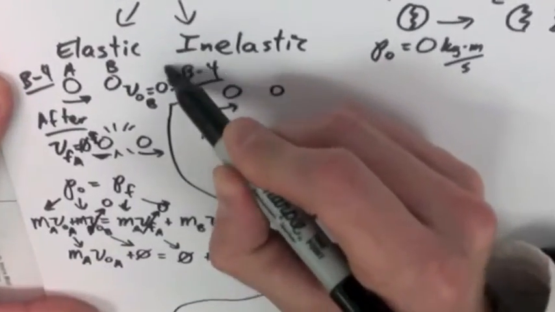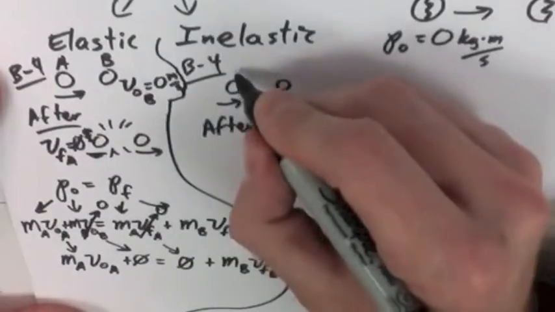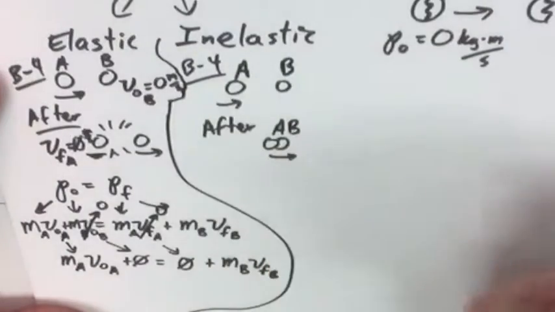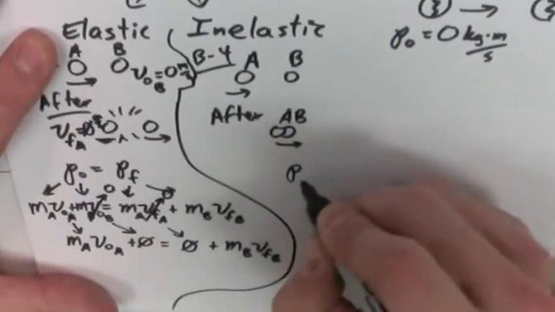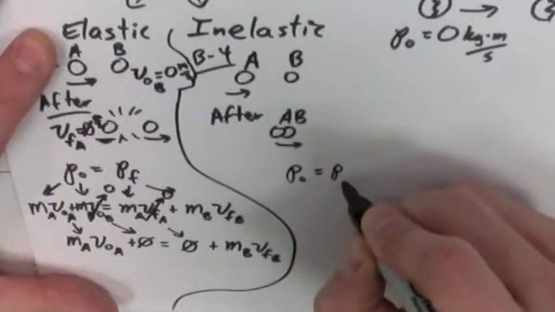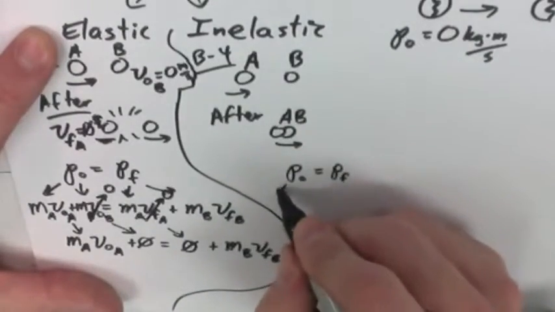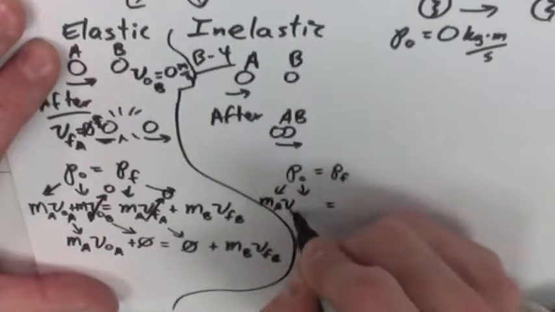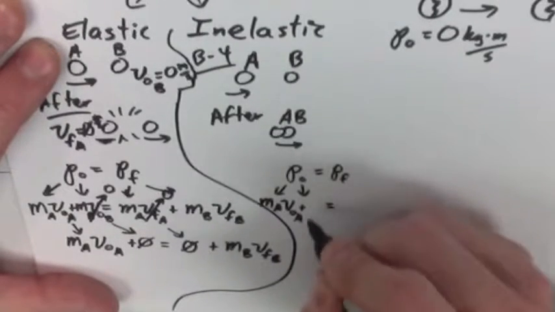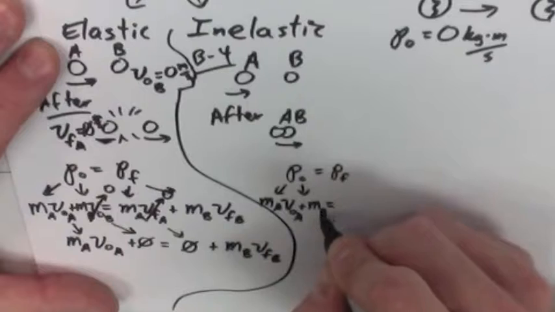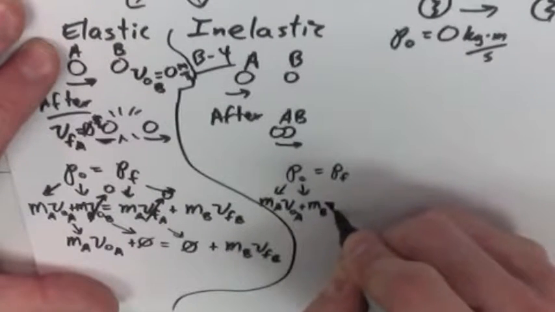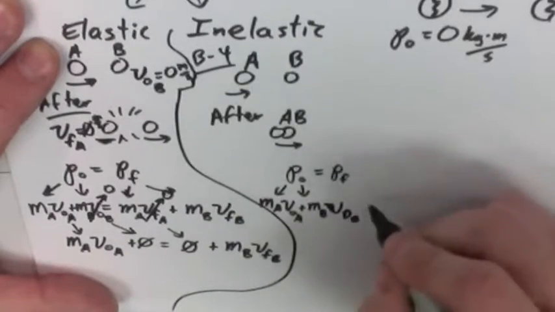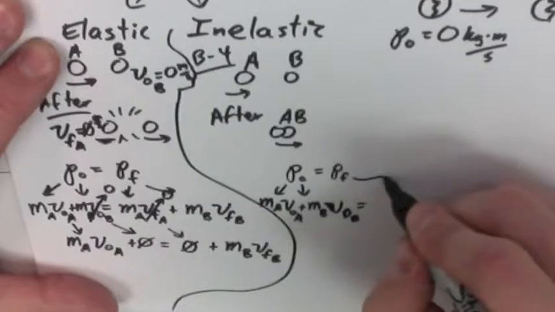So for the inelastic stuff, we're going to have A again, here's B, and then we're going to call this AB, because they combine, they become one thing. So we start the same way, conservation of momentum. Momentum before is equal to momentum afterwards, expand. So initially, we've got the mass of A times the initial velocity for A, plus the initial velocity for B. And then I'm going to put my equal sign and bring this over yonder.